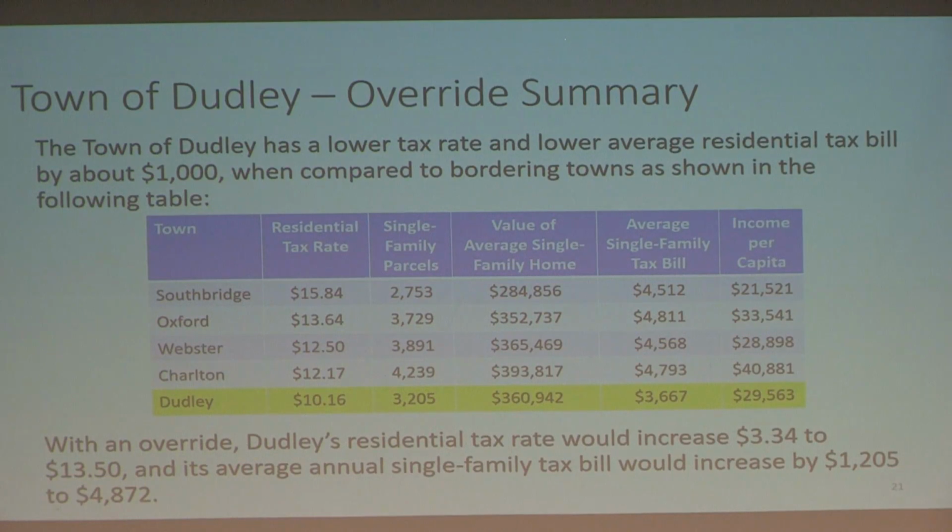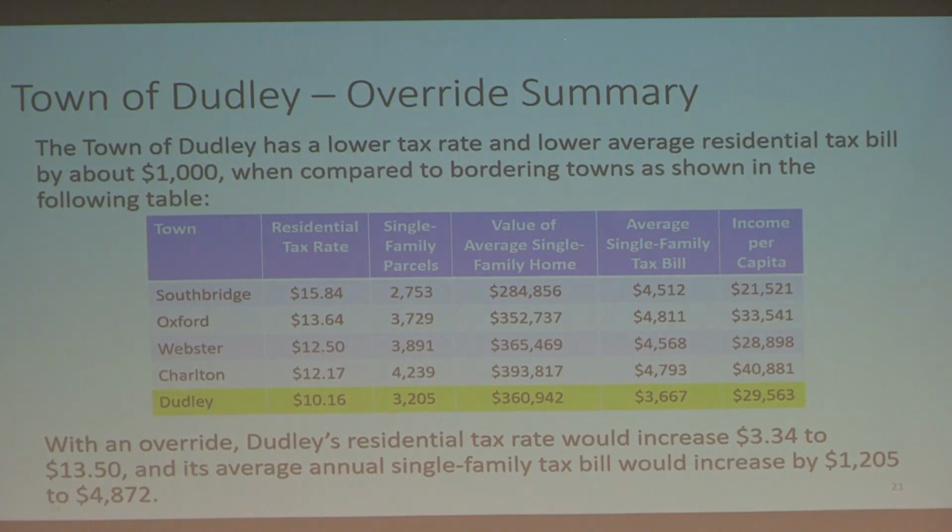And one more summary slide for you. This is looking at taxes themselves. The town of Dudley has a lower tax rate and a lower average residential tax bill by about $1,000 today when compared to bordering towns as shown in the following table. Again, Dudley is the final row in this table, highlighted in yellow. And you can see that the tax rate is clearly less. And the second to last column is the average single-family tax bill, and it is below, I'd say well below, most of the other towns. And mentioned earlier, it's about $1,000 below on average.